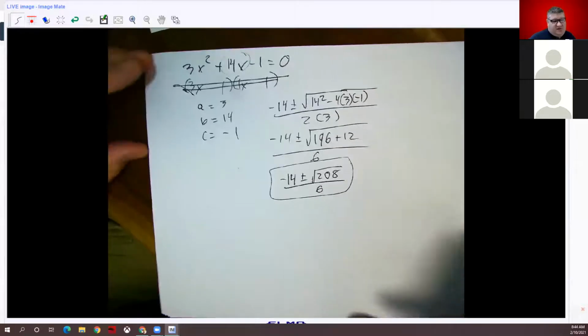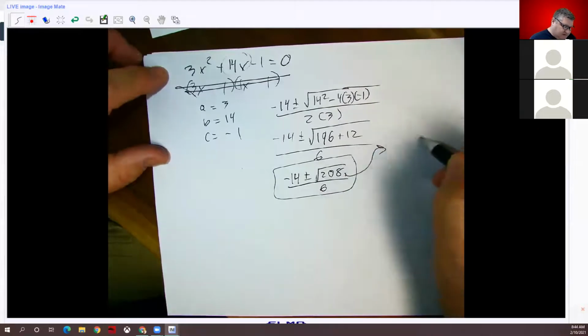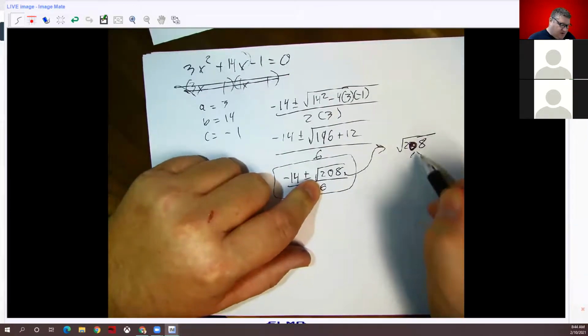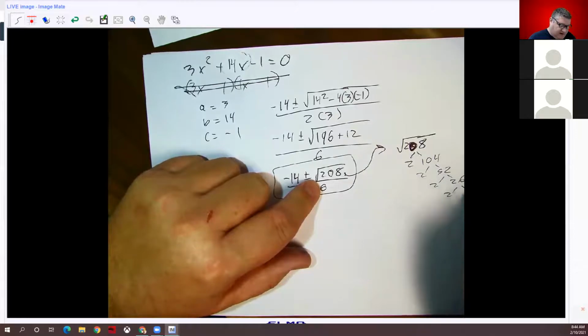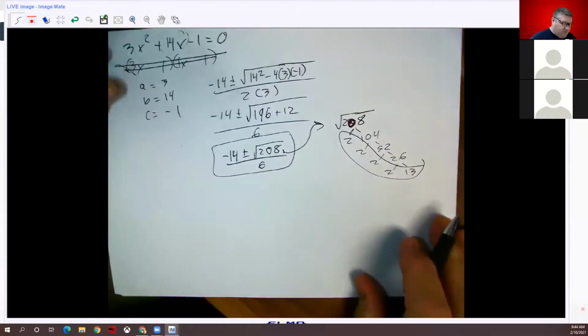The problem is it won't accept it in Delta Math because I need to reduce it. Ladies and gentlemen, we talked about this in class. We have done practice on this. You need to be able to break this up. So 2 and 104, 2 and 52, 2 and 26, 2 and 13. Here we go. Does anybody see any pairs? What pairs do you see?